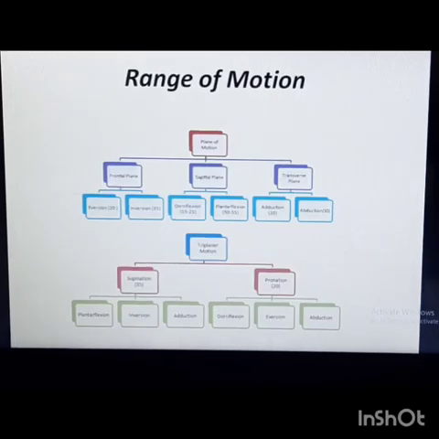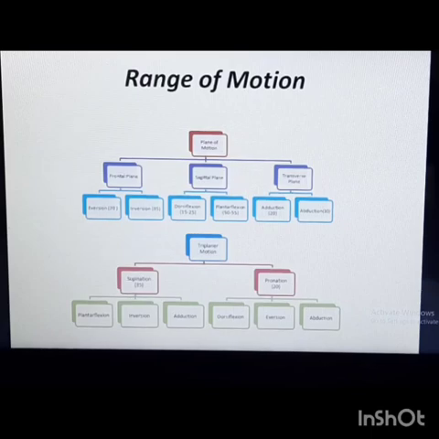Range of motion, planes of motion: the movements occurring in the frontal plane, the sagittal plane and the transverse plane. The movement occurring in the frontal plane is inversion and eversion. Movement occurring in the sagittal plane is dorsiflexion and plantarflexion. Movement occurring in the transverse plane is adduction and abduction.